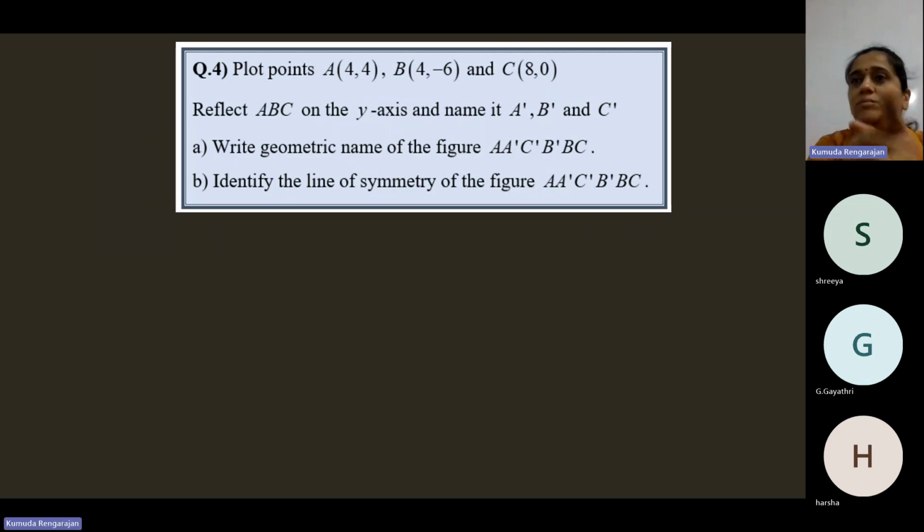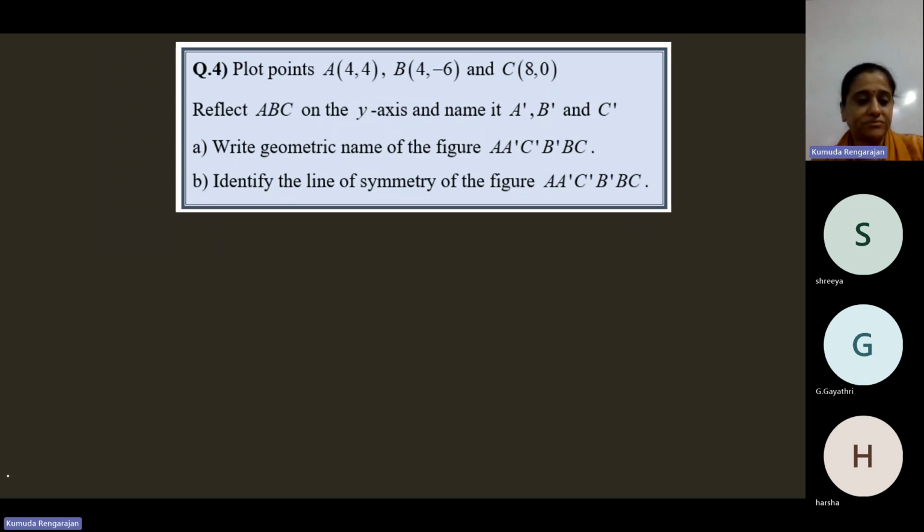This is the next one, homework. So I'll just read the question for you. Please listen. Plot points A, B, C. We know that. Reflect A, B, C. That is, reflect the points A, B, and C on the y-axis. Meaning, use y-axis as the mirror and reflect the points A, B, and C using y-axis as the mirror. And name it A dash, B dash, C dash.